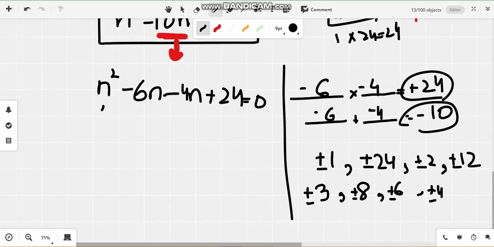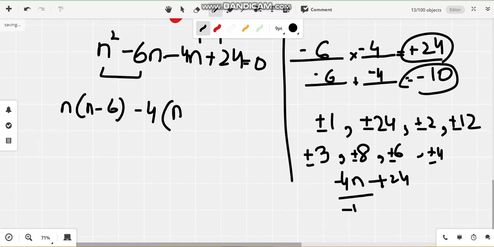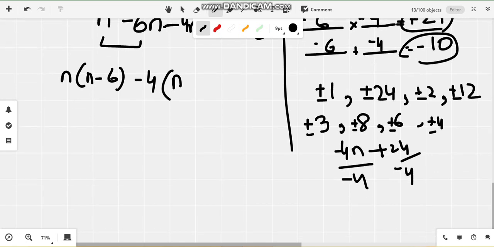Now we look at the first term. What's the common factor there? N square means two n's are here. You will take out one n from it, so that becomes n minus 6. And from the last term you will take out the minus 4, so that becomes n when you divide both terms by negative 4. So 24 divided by negative 4, that's negative 6, because minus minus is plus.